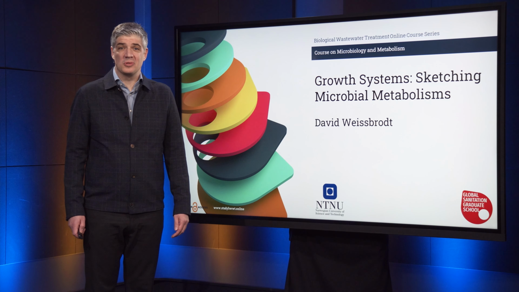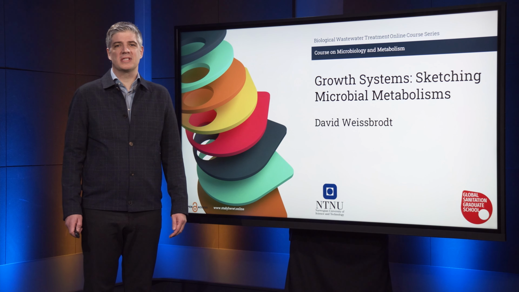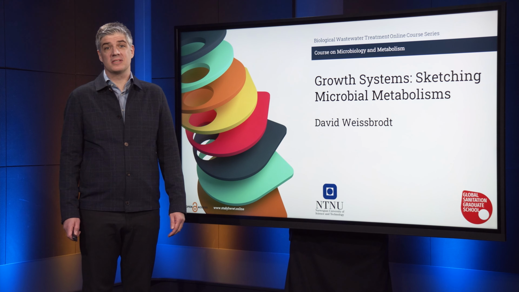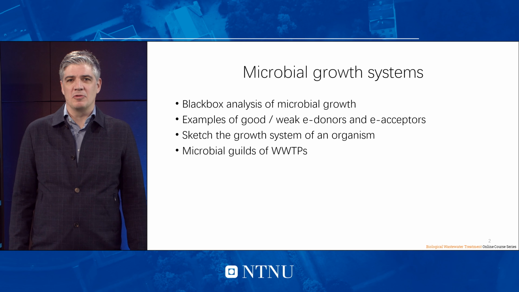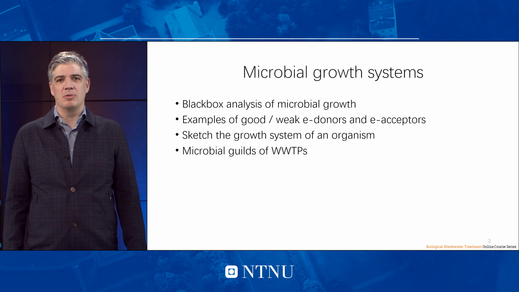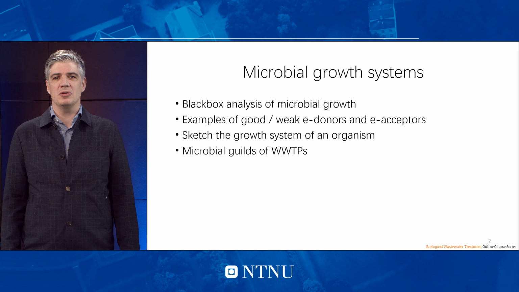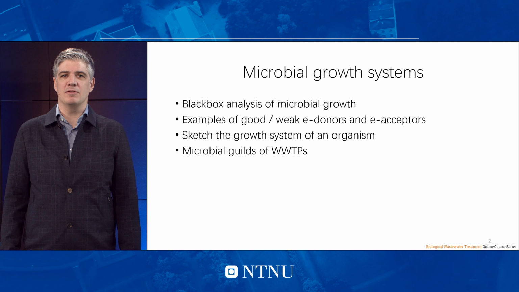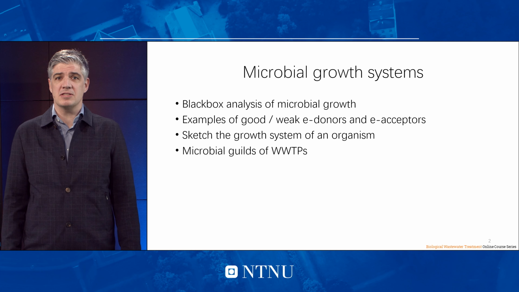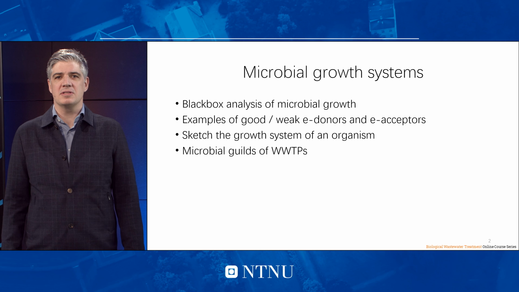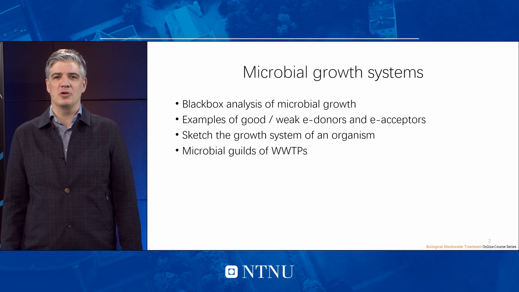An important step to conceptualize microbial growth is to sketch metabolisms. So let's go on. Here we will shortly recall the concept of black box growth analysis. We will look at some examples of good or weak electron donors and electron acceptors, as well as efficient or less efficient carbon and nitrogen sources. This will provide us the basis to sketch the growth system of an organism. These conceptual models will be applied to predict the growth of microbial guilds of wastewater treatment plants.